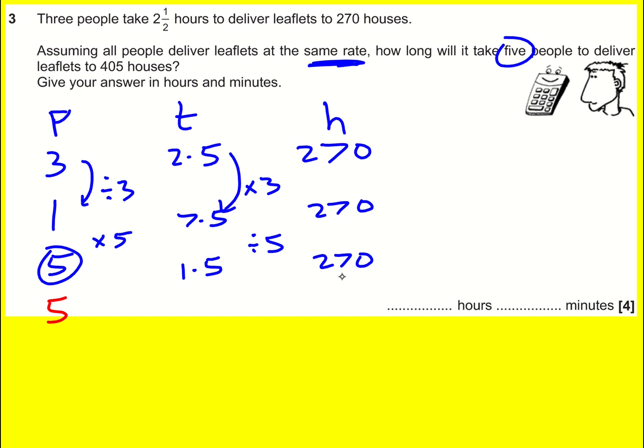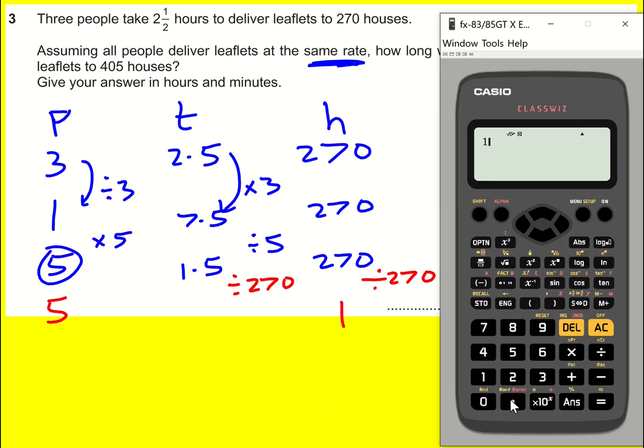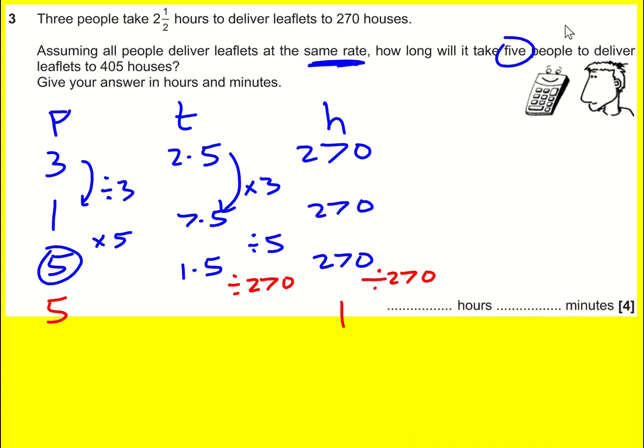So actually, I'm going to work out what one house would be for the moment. So one house, I'm going to divide by 270, and it's going to take much less time. So these are actually in direct proportion. I'm going to do 1.5 divided by 270, which is probably going to be not a very nice number, but it's okay. 1 over 180. That's all right. It's not going to take much time at all to do one house.